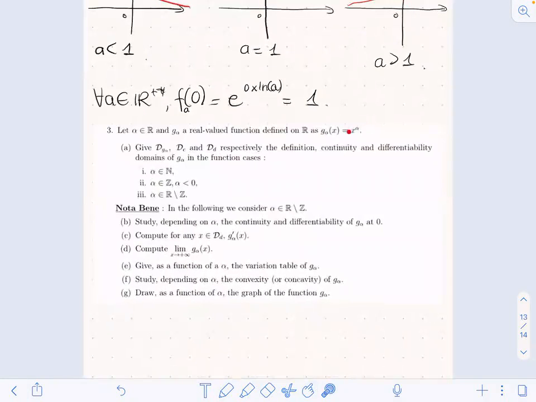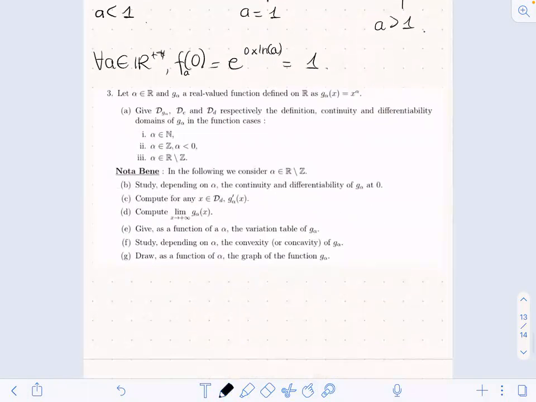Going forward, we're going to consider the sort of opposite type function. We're going to consider x to the power alpha. So this is question 3, and we're going to let alpha in R, g alpha of x be x to the power alpha. We're going to distinguish 3 cases, and in each case we're going to give the definition, continuity and differentiability domains of the function. So let's take a look at that.